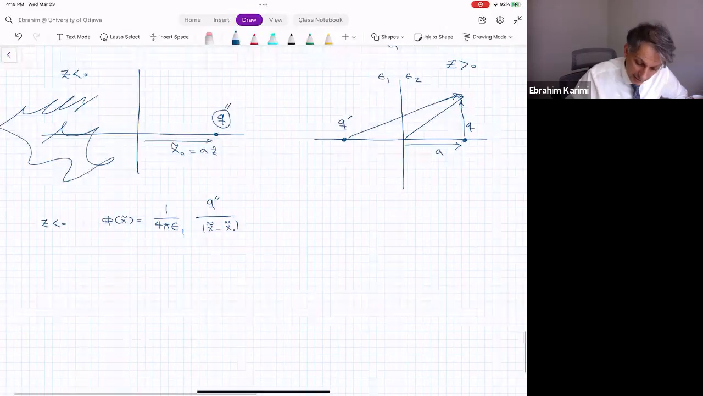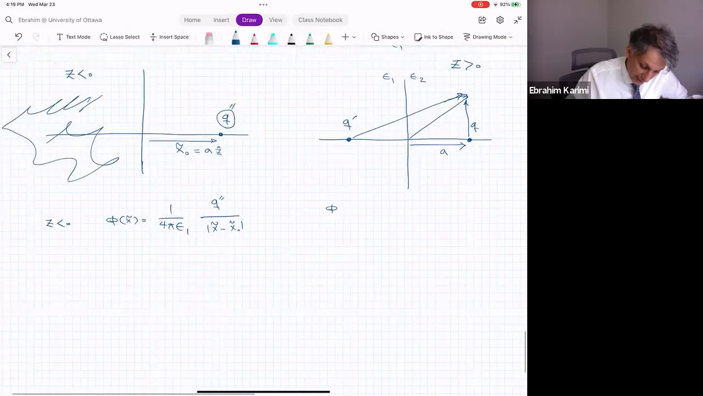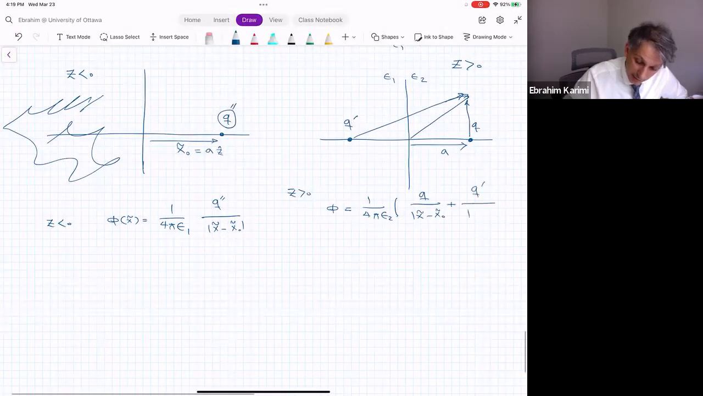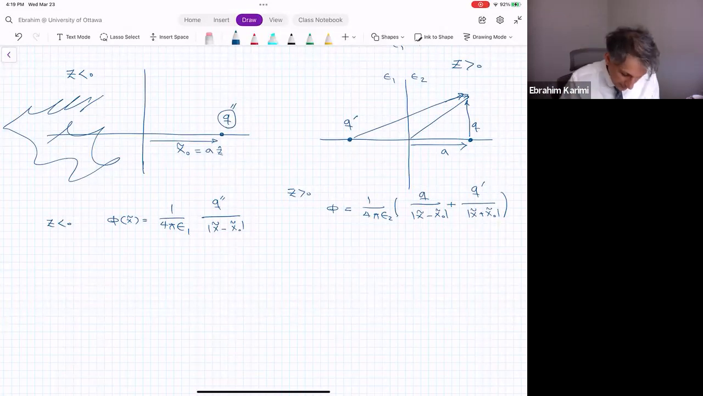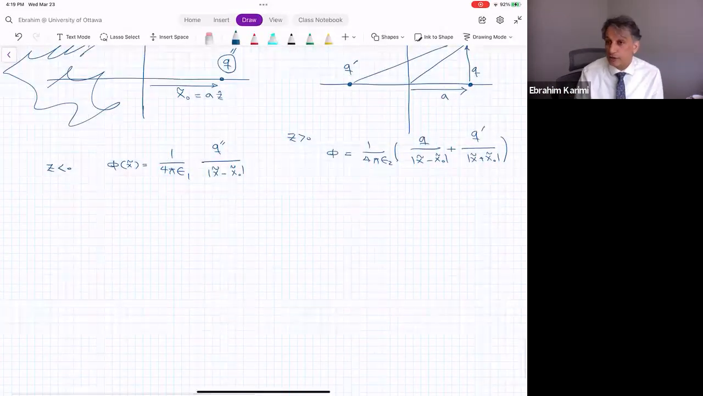For the other side, z greater than 0, we have two charge contributions, but we are talking about material number 2, so it will be 1 over 4 pi epsilon 2, Q divided by x minus x0, plus Q prime divided by x minus, or should I say plus x0, guys? Do you accept this from me without going into deep mathematics? Okay, fantastic. Not deep mathematics, simple mathematics. Okay, and then we have the boundary condition.